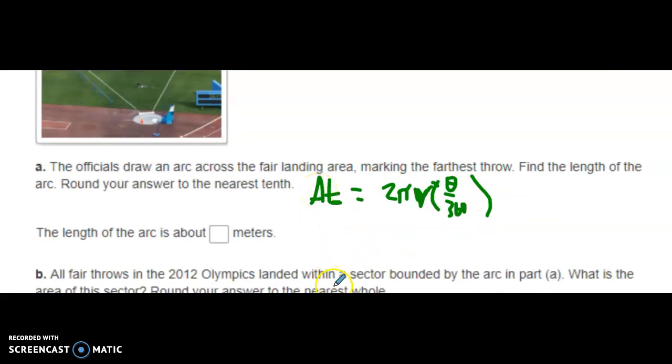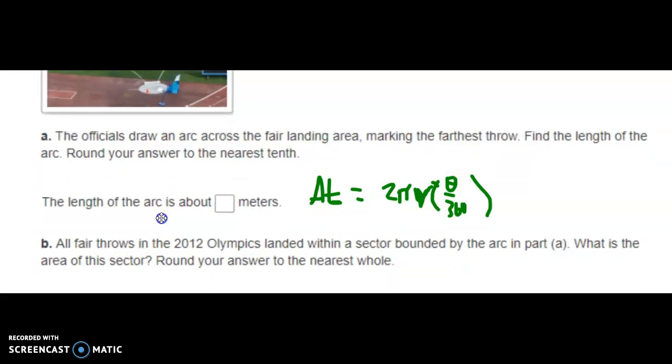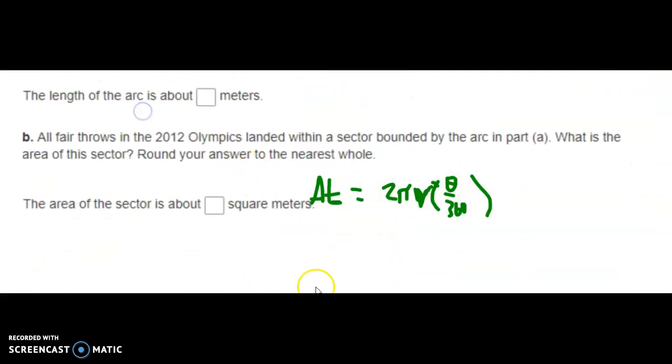Then part B says that if all fair throws in the 2012 Olympics landed within a sector bounded by the arc in part A, what is the area of the sector? So this time you're going to use the formula for area of a sector, which is also in your notes, but I'll write it here just as a reminder.